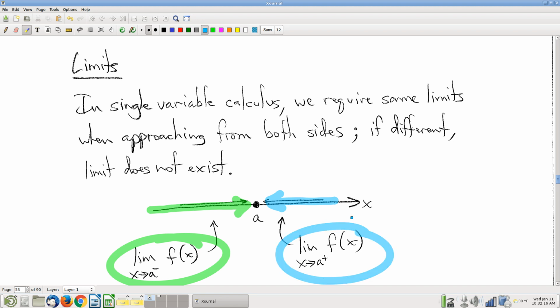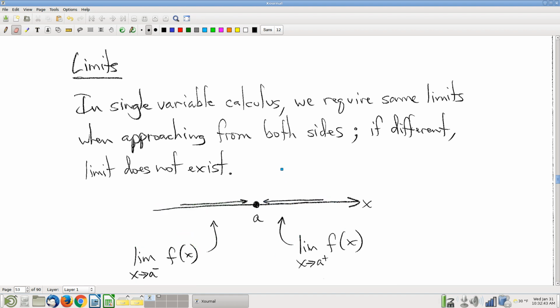And one point of view on what a single variable limit is: is there a value that equals both of these? In other words, are these two limits equal? And if so, then that's the limit. And if these are different, then there is no limit. The limit doesn't exist. It's garbage. Okay, so this is what we're going to go off of to motivate a multivariable limit.